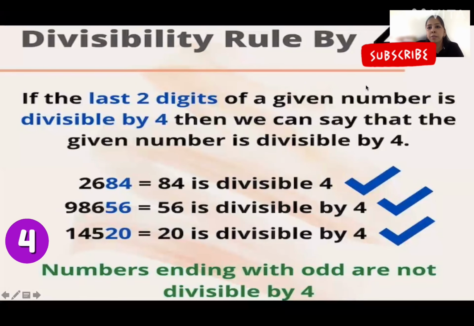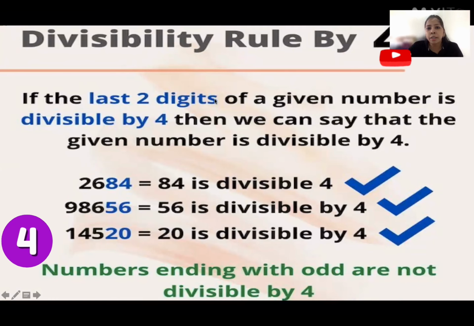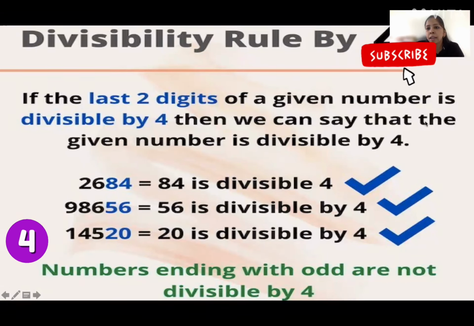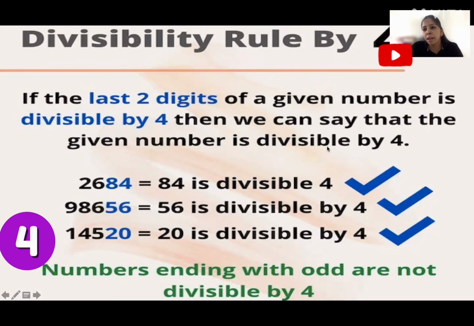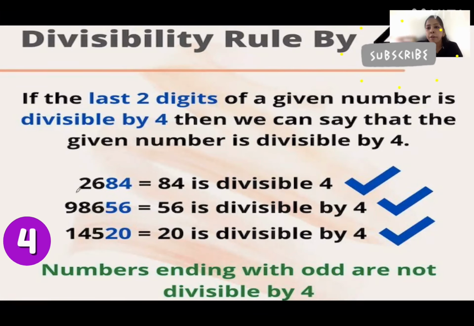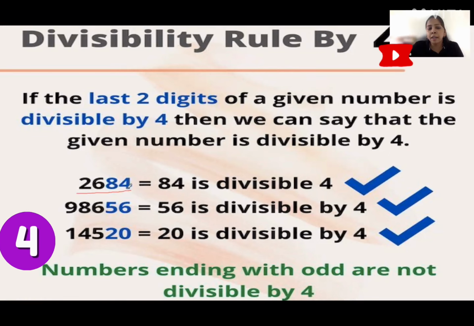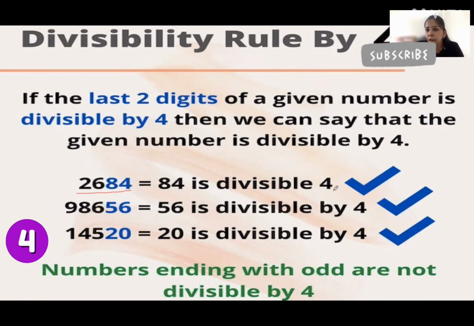Next one is the divisibility rule for 4. If the last two digits of a given number are divisible by 4, then we can say that the given number is divisible by 4. Like here, for example, 2684. The last two digits are 8 and 4, so 84 is divisible by 4.